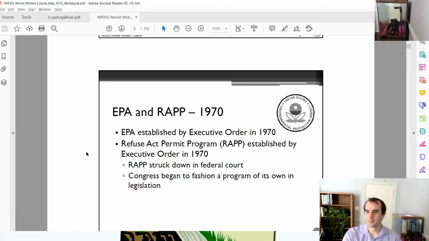crazy description there. So in 1970, the EPA was established by executive order, and along with that, a Refuse Act permit program was established by executive order. Well, that was ruled maybe unconstitutional or something, so it was struck down in federal court, and then Congress began to fashion a program from its own legislation. So we see that some initial action was taken, but it needed to be calibrated. There was a check and balance here, but the movement in this direction was a good thing.